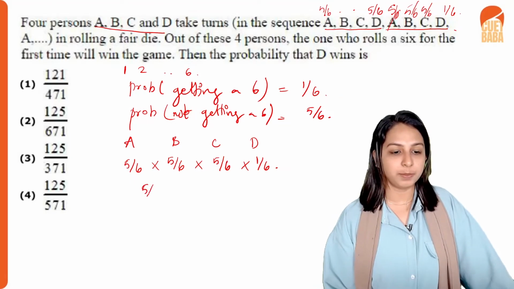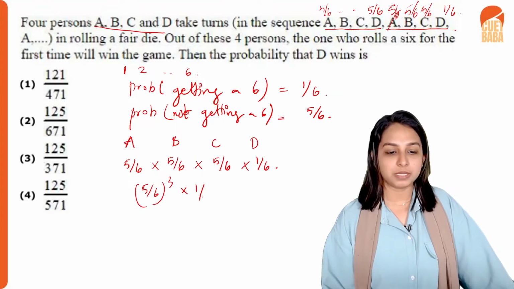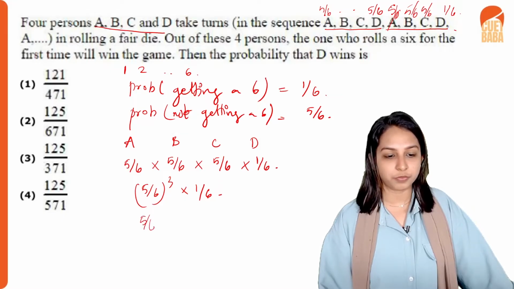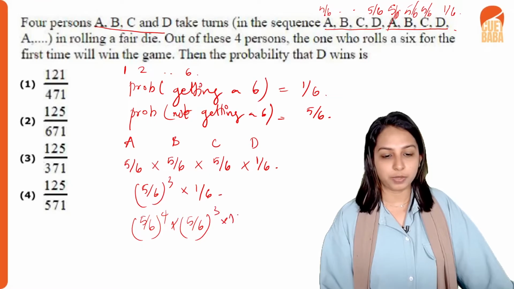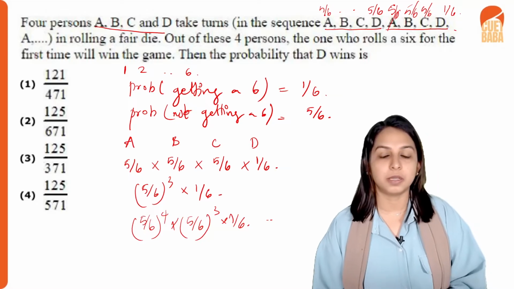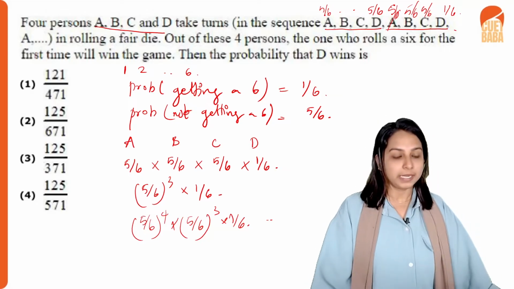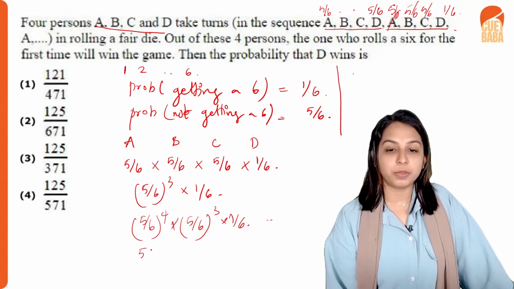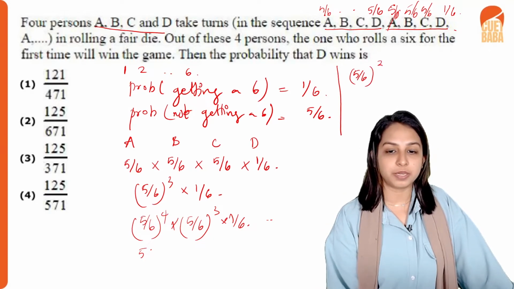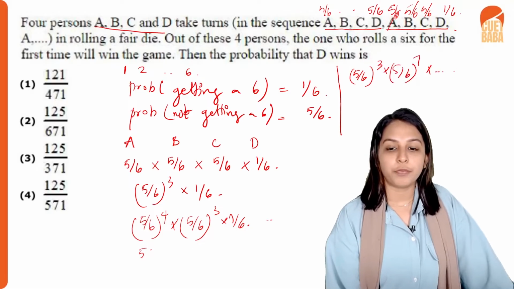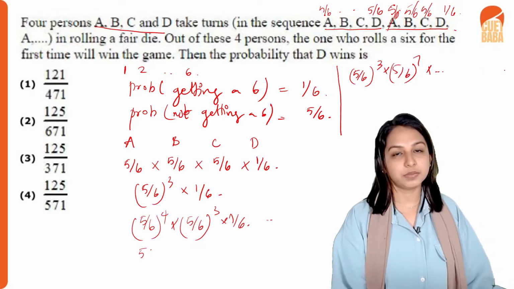Here we can see that this will be 5 by 6 cube into 1 by 6. In the next step, it will be 5 by 6 raised to 4 into 5 by 6 cube into 1 by 6. This is going to continue until we get a 6 while rolling the die for D, and finally we will get a geometric series, that is 5 by 6 raised to 3 into 1 by 6, plus 5 by 6 raised to 7 into 1 by 6, etc., into 5 by 6 raised to something into 1 by 6.